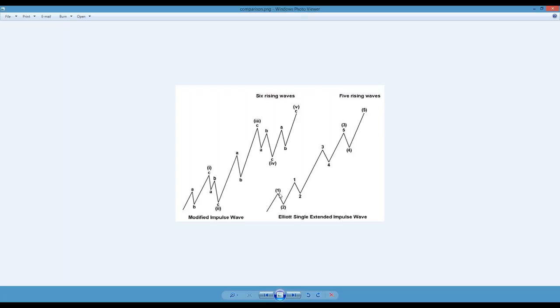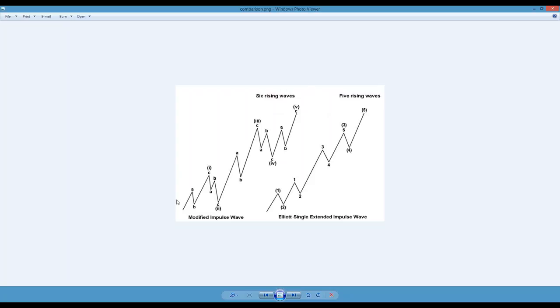In a traditional structure, there's a larger degree 1 and 2. Then you have a smaller degree 1, 2, 3, 4, 5 for your third wave, which is the big impulsive wave, then a 4, and then a 5. Now this big impulsive wave doesn't occur very often, in my opinion, especially in commodities, and I am principally a commodities trader. I trade indexes too, but I trade commodities a lot. So I have moved to this modified impulse wave, which is a 3-wave structure. So it's 3 waves up, 3 waves down, 3 waves up, 3 waves down, 3 waves up.